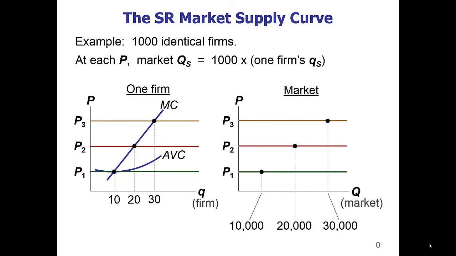If we continue to consider alternative prices, we would go through similar exercises. But what we have done here on the right-hand side is we have mapped out the market short-run supply curve. So now you have some idea about how the supply curve for the market is determined in the short run.